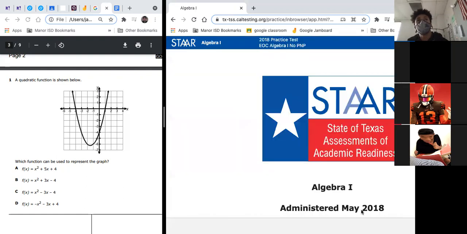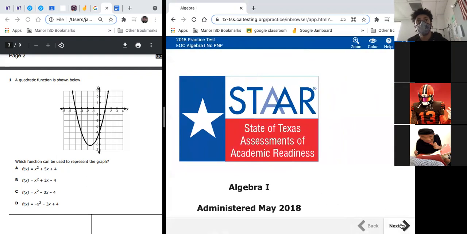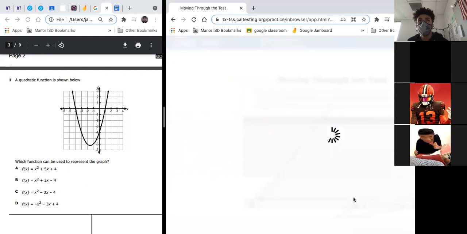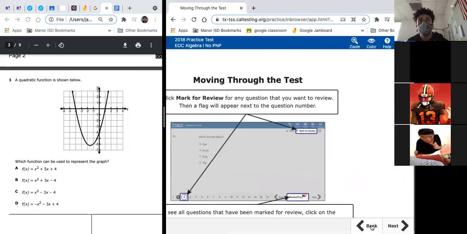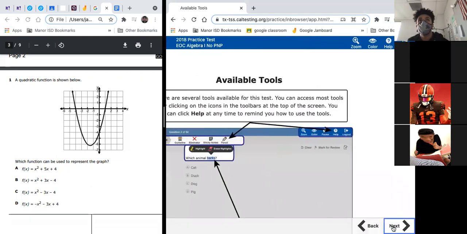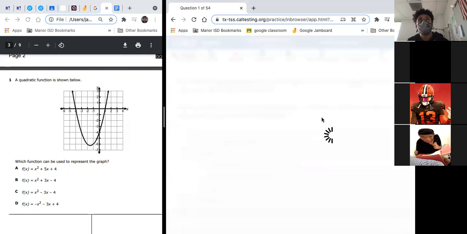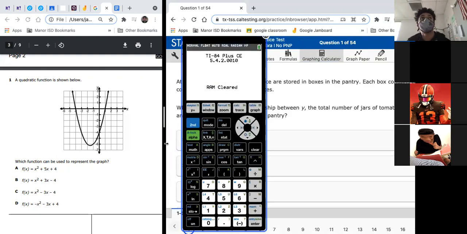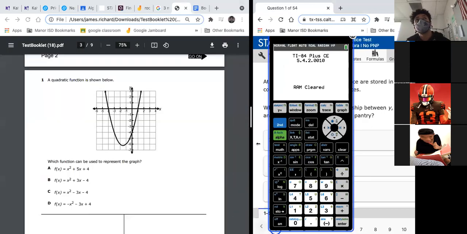And now I shall hit the next button 7 times. 1, 2, 3, 4, 5, 6, 7. Finally, press graphing calculator. Here it is, TI-84. And now we're ready for business.